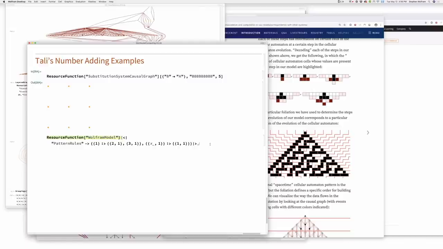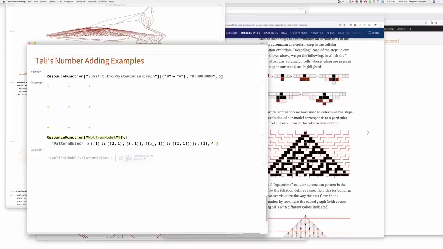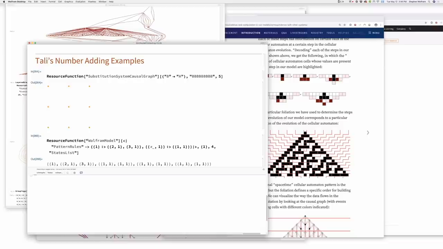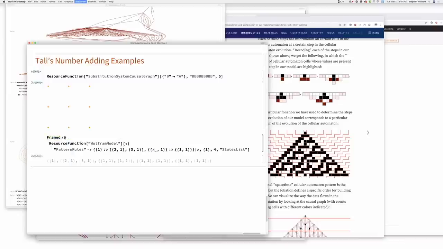What do I give as the initial? List of one. Like this? Yeah. And now what should I do? Like run it for 4 steps or something? Okay. And now what would you like me to show? Well, just the states list first. And put it in a column so you can distinguish them. In a what? Column. Oh, okay. I just didn't do this.